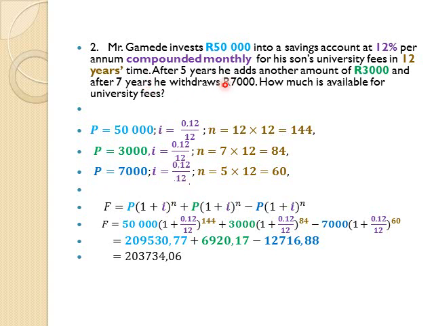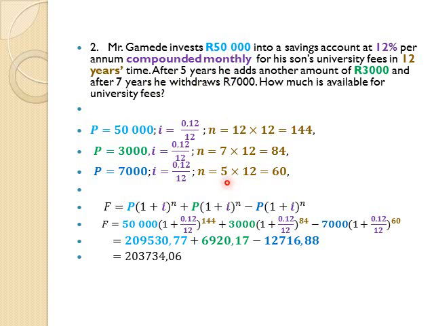And if he withdraws after 7 years, then technically he's receiving on the 7,000 interest for 5 years, right? So after 7 years, we have to subtract the extra 7,000 Rand and the interest that's there with the 50,000.